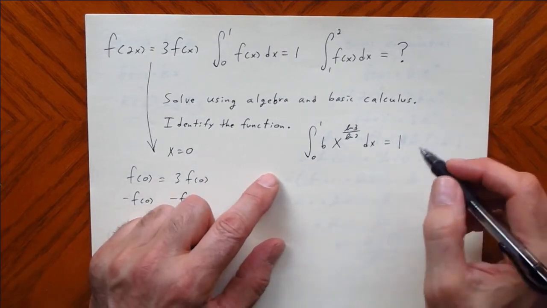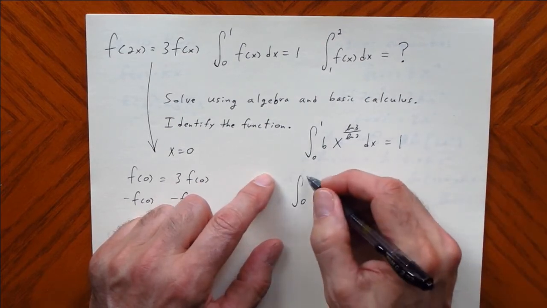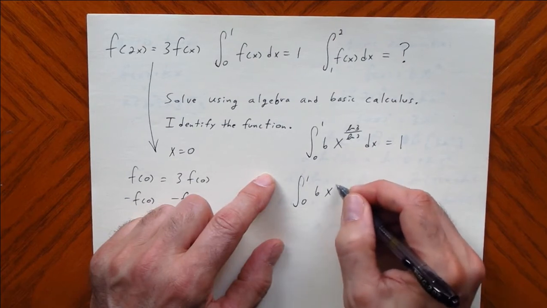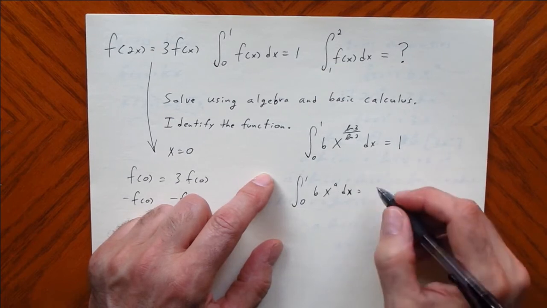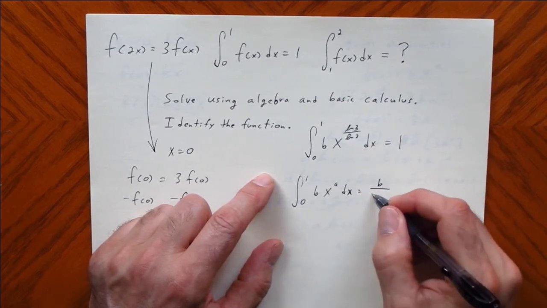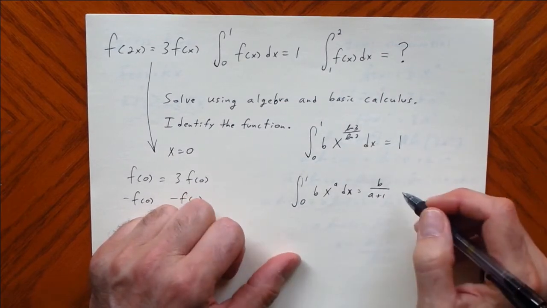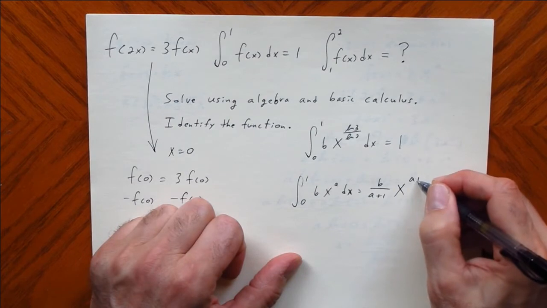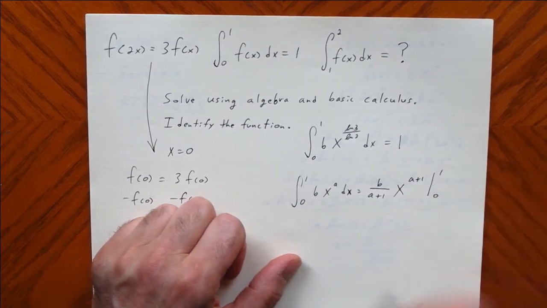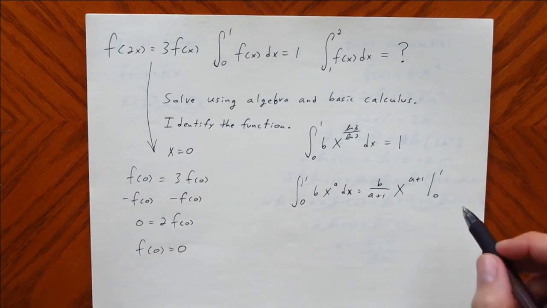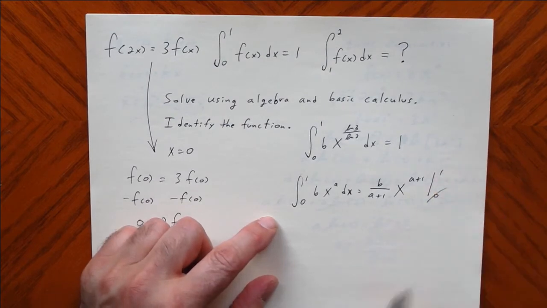So what that means is the integral from 0 to 1 of b x to the a dx equals b over a plus 1, right? Add 1 to the exponent there, and that's x to the a plus 1, and then we're going to go from 0 to 1. Now, when x is 0, all this becomes 0, so we really don't have to mess with that. We just have to worry about the 1.